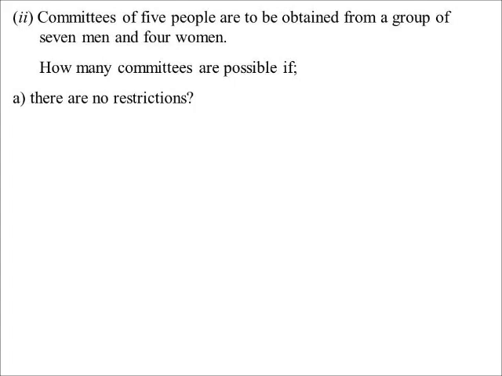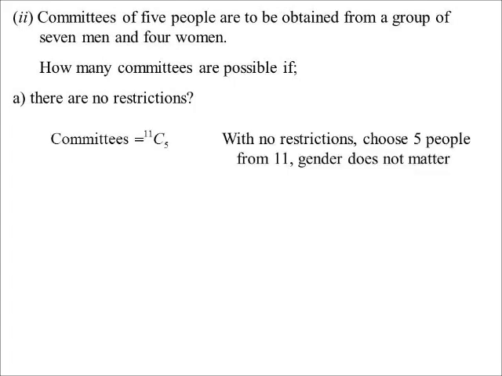Committees of 5 people. We're choosing from 7 men and 4 women. How many committees are possible? No restrictions. So that basically means we're talking about 7 and 4, 11 people. So it'll be 11C5. From the 11 people, we're just going to select 5, and we don't care about the order, so it is a combination. So there's 462 different committees that we could have.